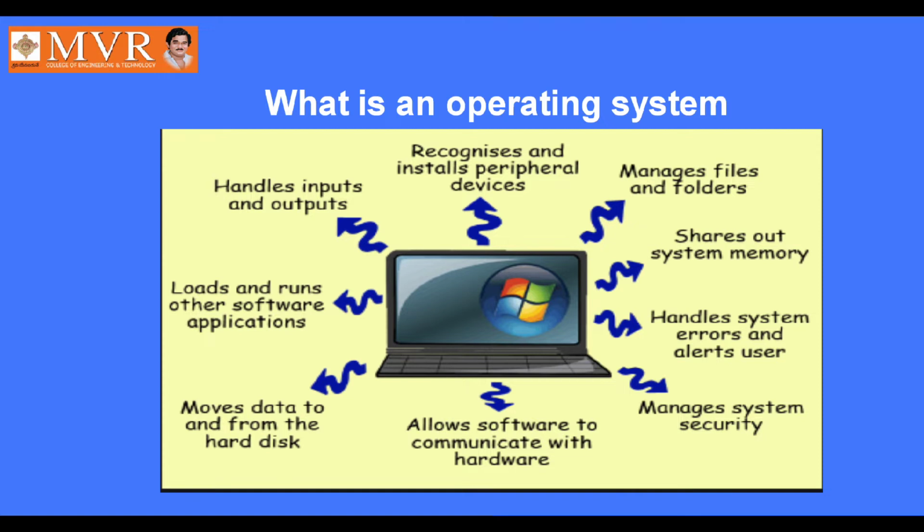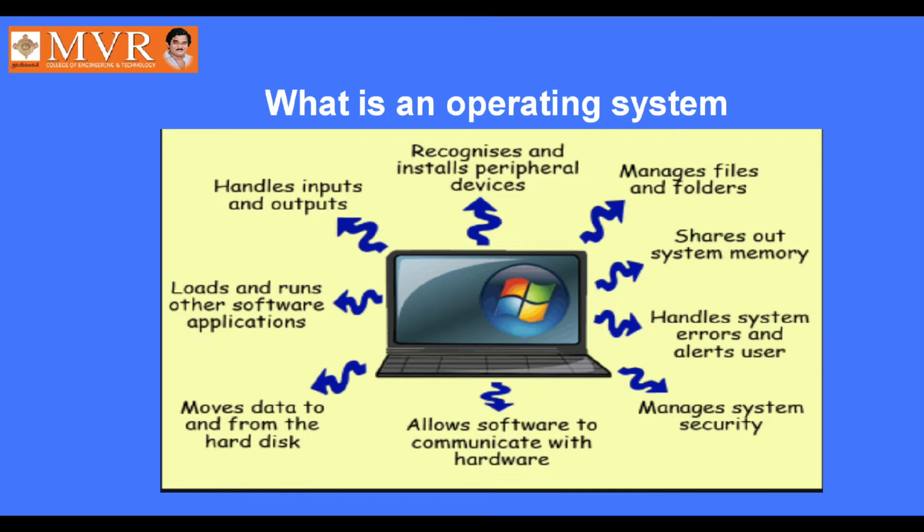Similarly, it is also responsible for moving data to and from the hard disk. Whenever you store data, you need to transfer the data from a file to the hard disk. Whenever you access data, the data is transferred from the hard disk to some other device. So storing and retrieving data is also the responsibility of the operating system. Similarly, it loads and runs other software applications. Whenever you buy a system, you need some application software, and all of it will be installed on the desktop. Installation and loading of those software applications is handled by the operating system only. And it handles inputs and outputs.